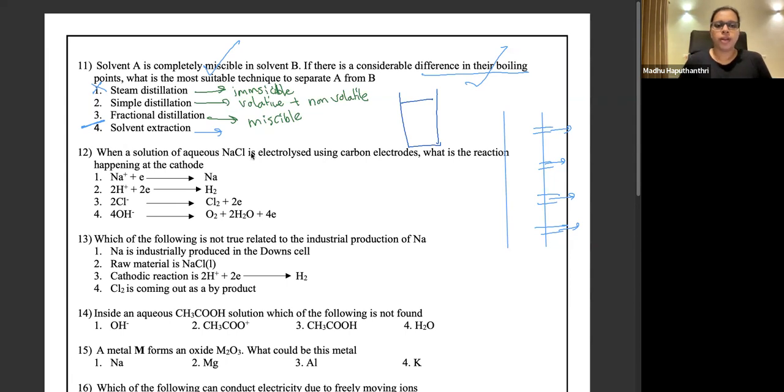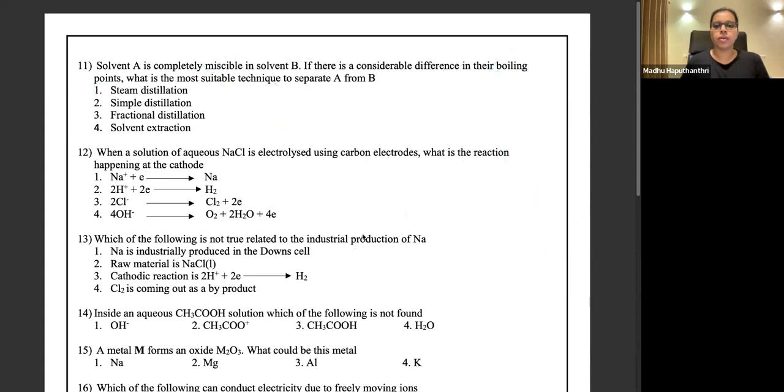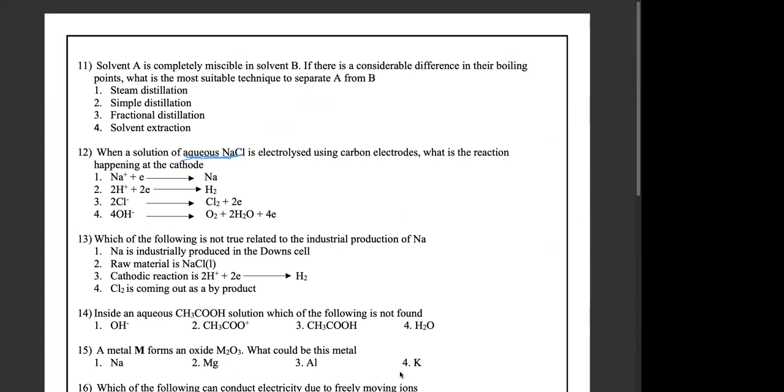When a solution of aqueous NaCl is electrolyzed using carbon electrodes, what is the reaction happening at the cathode? Sodium chloride aqueous is electrolyzed. So I will quickly refresh the electrolysis part. We'll switch to the whiteboard for it.